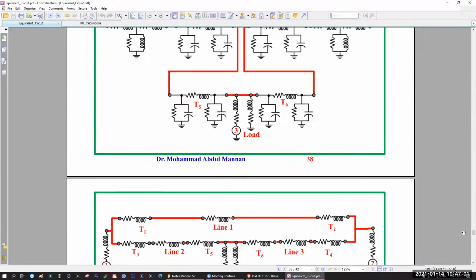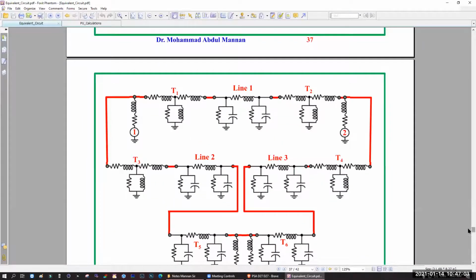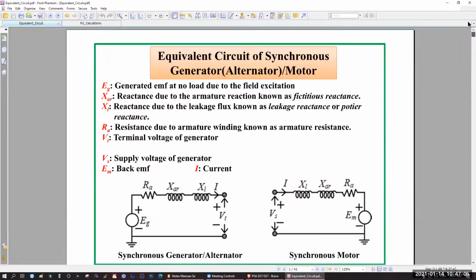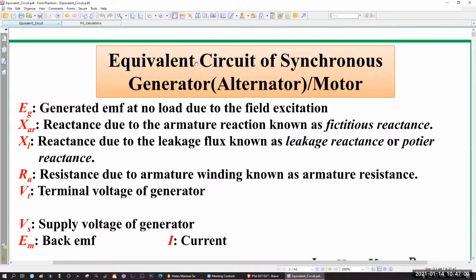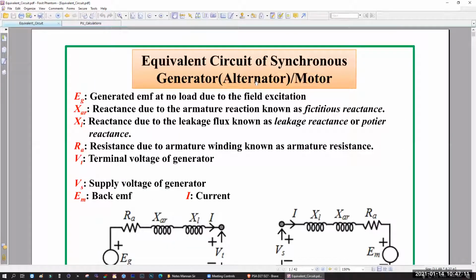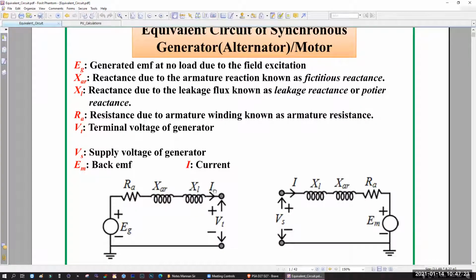Okay? So let's start from the beginning. At first, the equivalent circuit of a synchronous generator, alternator, or motor. At first, we have to know what is the equivalent circuit of a synchronous generator, that means alternator, or motor. So the equivalent circuit of a generator or a motor is something like this.